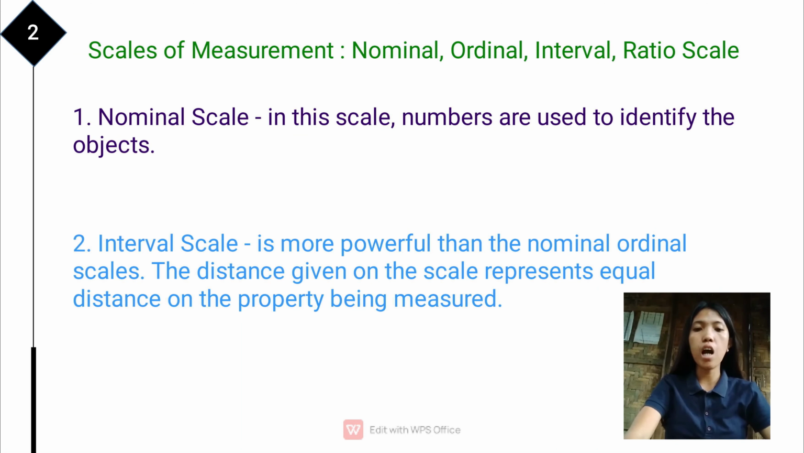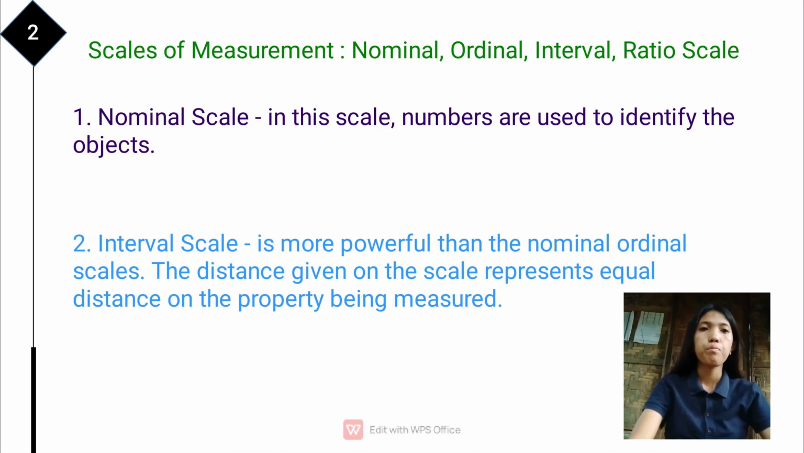If the numbers are interchanged, as 1 for yes and 2 for no, it won't affect the answers given by the respondents. The numbers used in nominal scales serve only the purpose of counting. So the purpose of the nominal scale is to count.